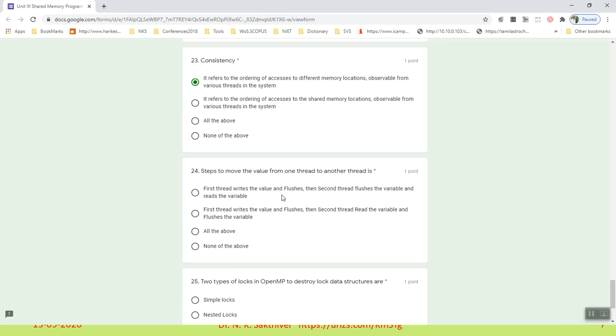So the write is over. Then the second thread flushes its values, because the thread may have some stale value, and that value is cleared. Then after that, it reads the value from memory. Understand? So the first thread's value goes to the second thread. So write the value, flush the value, then flush the value and read the value. So the first one is the correct answer.